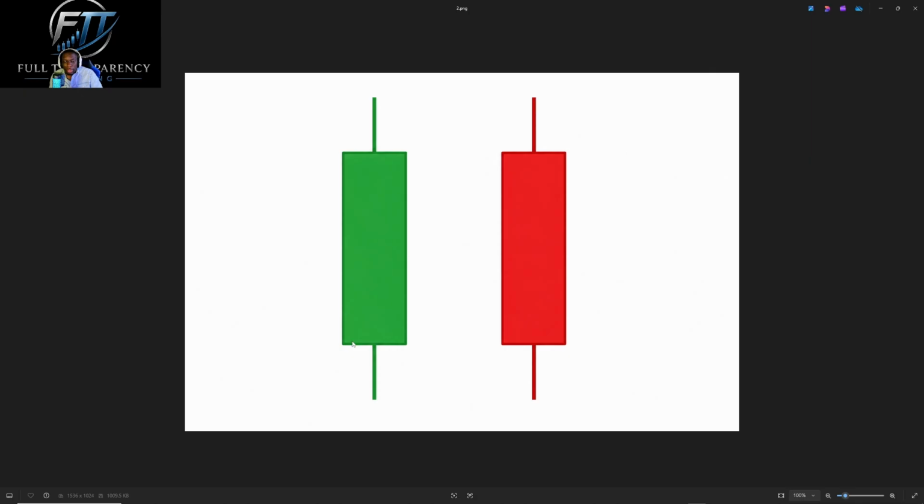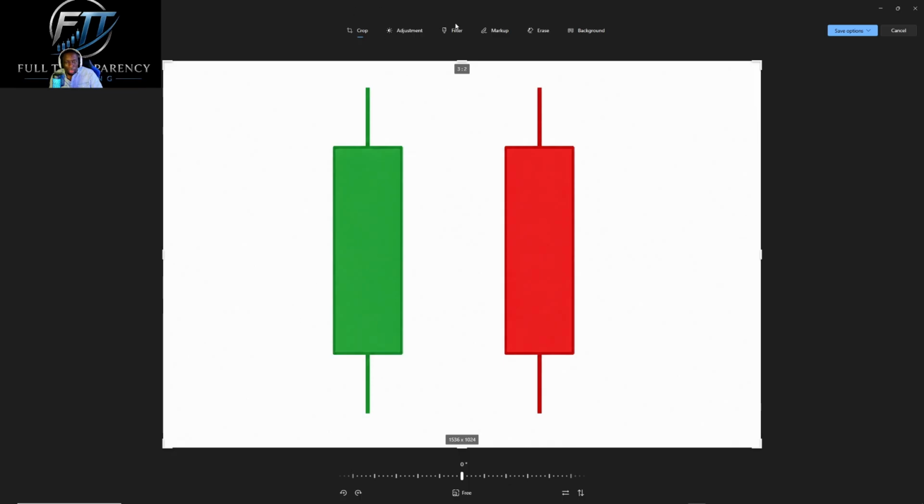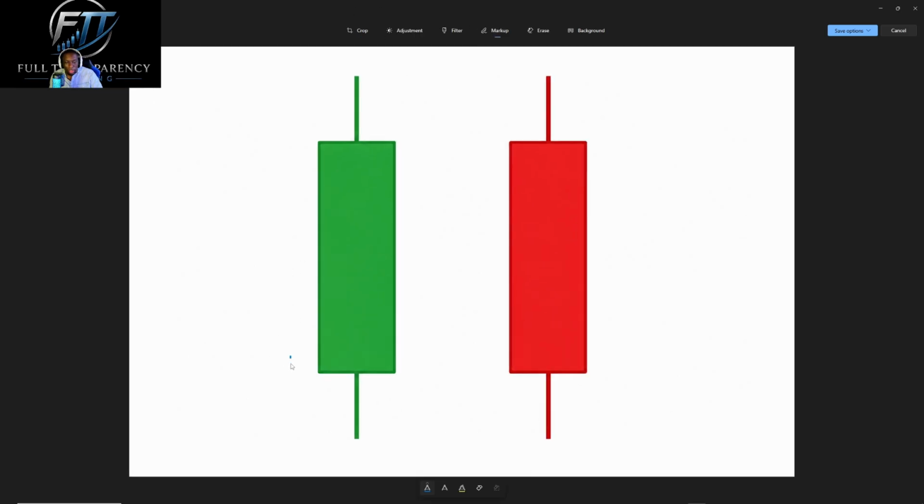A bullish candle opens right here. So we're going to click on edit. We're going to talk about position 1. So position 1 is right here. This is where the candle opens. That's the start of the day.